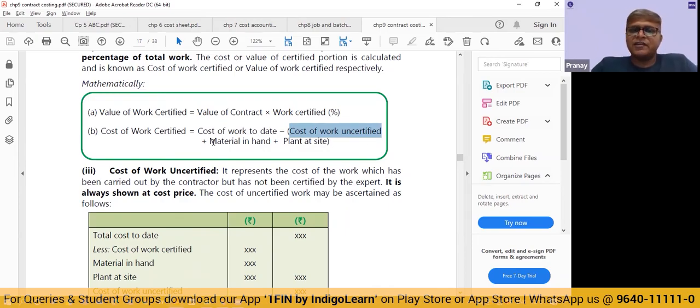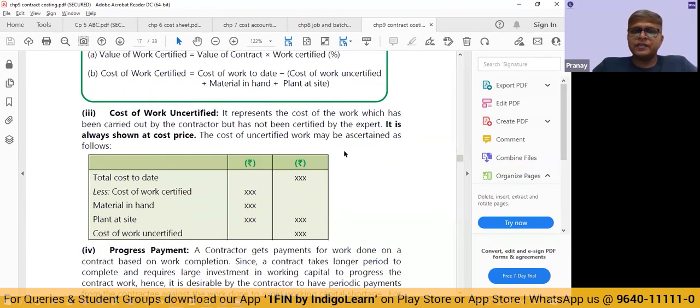And obviously, if we are having some closing stock of material and some plant at site, when we transfer to the contract, we debit it. So the closing value, we have to take it as a closing stock. We have to credit it. So that reduction also we will do. Then what is the cost of work uncertified? It is the other way around. You take the total cost. From there, you deduct the cost of work certified. You arrive at the uncertified.